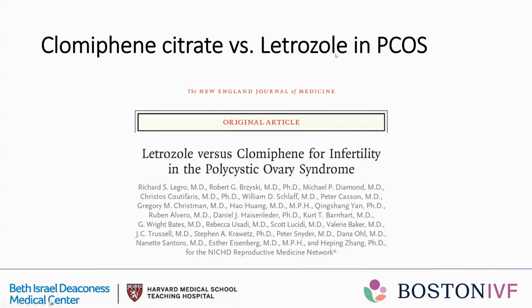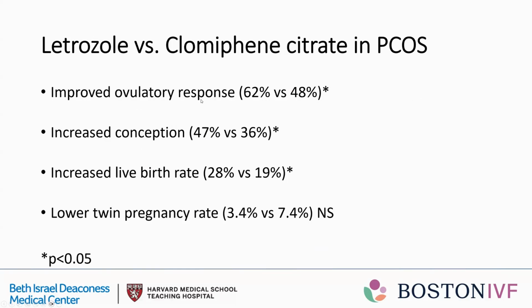This is the study that I'm referring to, which was published in the New England Journal in 2014, looking at Clomid versus letrozole for infertility in patients with PCOS. What they found was an improved ovulatory response, an increase in conception, and an increase in live birth rate with letrozole compared to Clomid, with the percentages listed here. There was a lower twin pregnancy rate, but this was not a significant result.